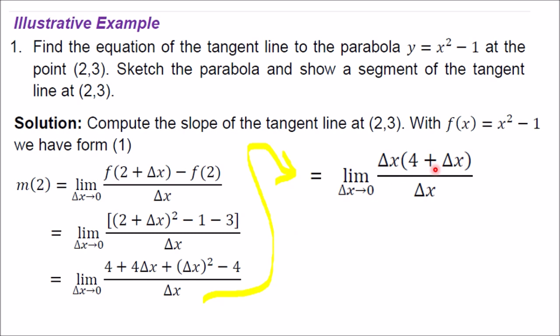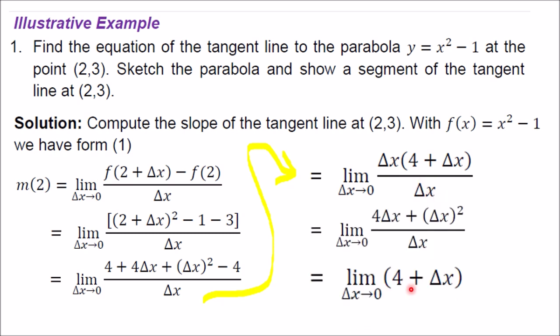And then, bakit natin pinactor? Kasi we want to cancel out this delta x. So, delta x here and delta x here can be canceled out. So, ang maiiwan ay 4 plus delta x. So, the limit of 4 plus delta x as delta x approaches 0.